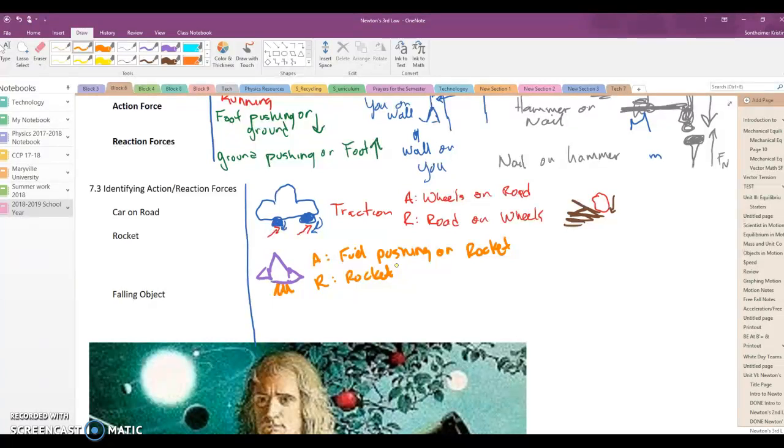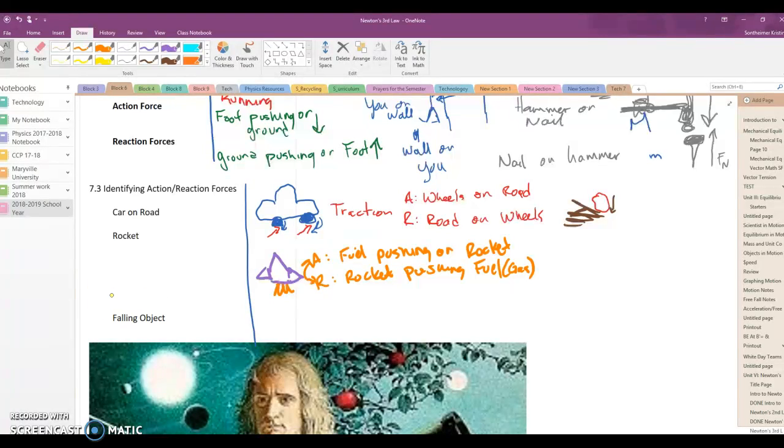Oh, whoops! I flip-flopped this. Fuel pushing rocket, rocket pushing fuel. Usually these would be flipped. So if it releases fuel or gas, it pushes out against the ground, and in response, that creates a reaction causing the fuel to push the rocket up. Okay, this is where things get weird.